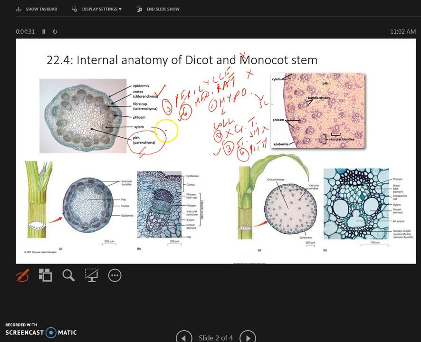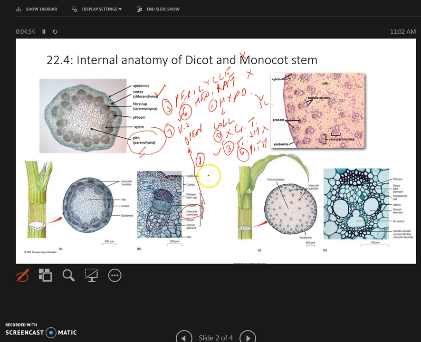The 7th point is the vascular bundles are open. So vascular bundles in a dicot stem, they are open. What do you mean by the word open? Well, open means cambium is present. If a cambium is present, you can see a vascular cambium here. If this is present, then the vascular bundles are open. There is no cambium here, so vascular bundles are closed in a monocot.